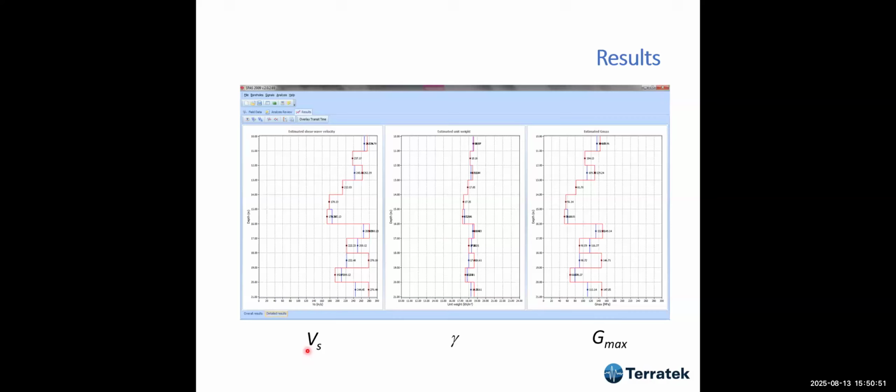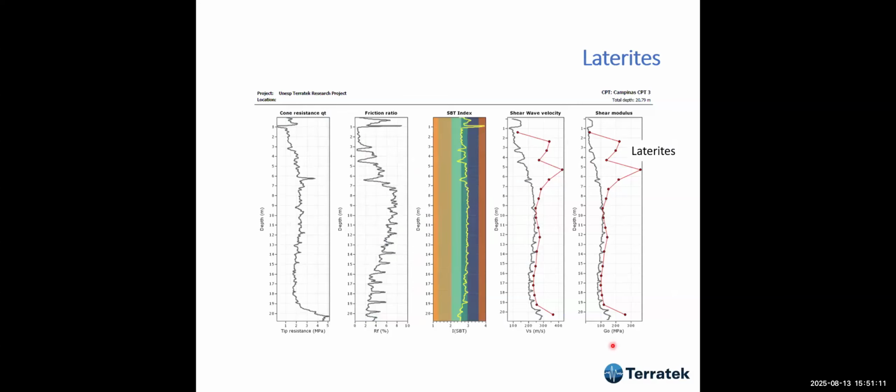We have here shear wave velocity from left and right. Okay, they are close, so it's a good sign. We have the unit weight from a correlation. And here, by having the unit weight, gravity, we can calculate G naught or G max. And this is one of the most important applications of the seismic cone.